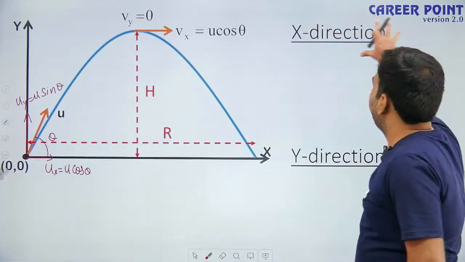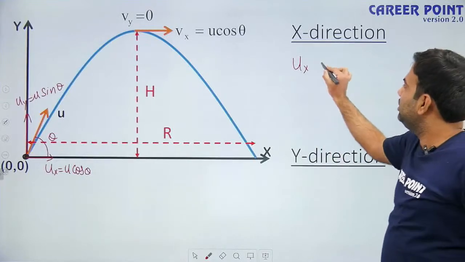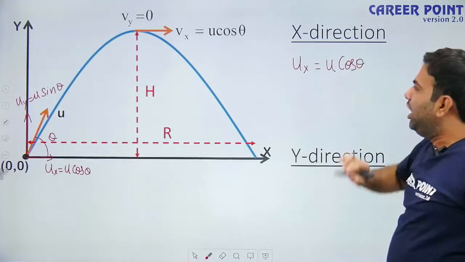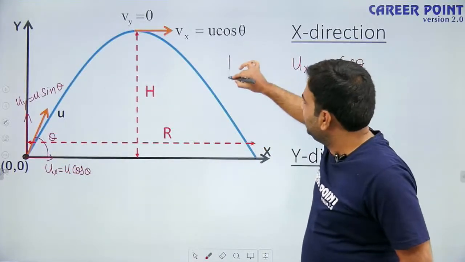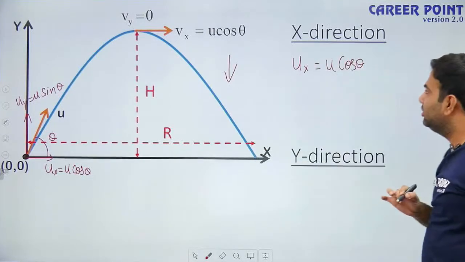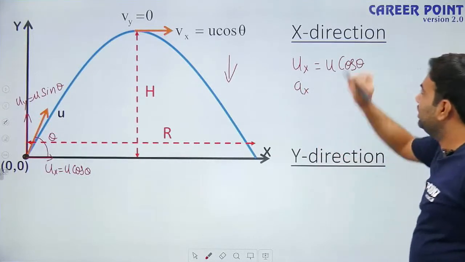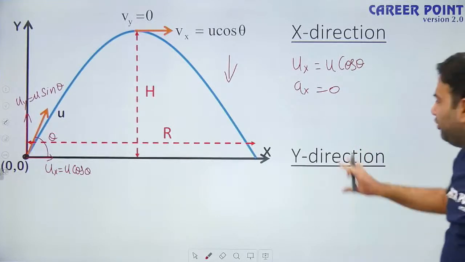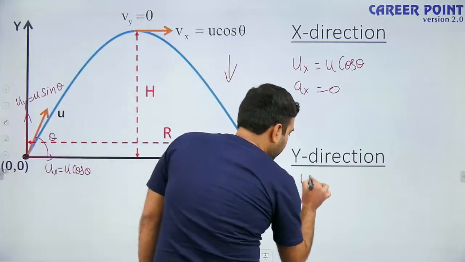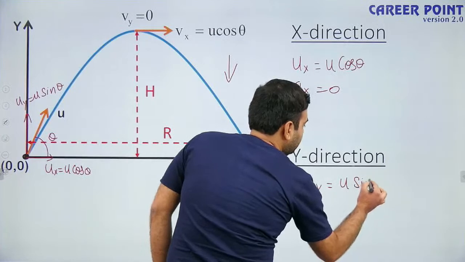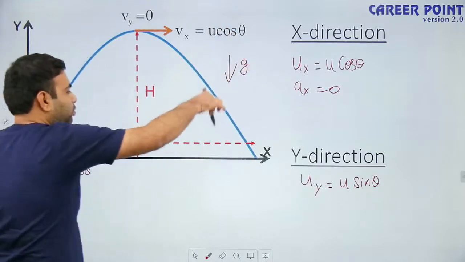Because we observe this motion in x direction and y direction separately, let us write the parameters of x direction which we have. See, we know that initial velocity in x direction is equal to u cos theta, and because acceleration of this particle is vertically downward, that is why component of acceleration in x direction is 0. Now if we talk about y direction, see what is initial velocity in y direction, that is u sine theta. So initial velocity in y direction is u sine theta, and what is acceleration in y direction? As you know, acceleration due to gravity has direction downward, vertically downward.